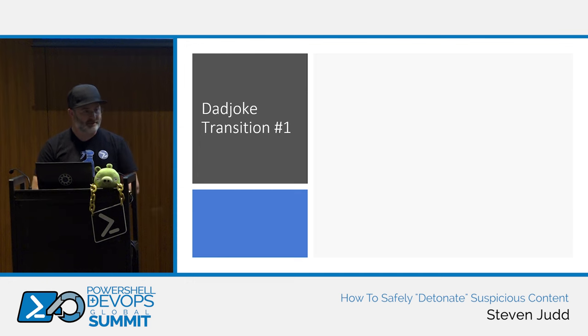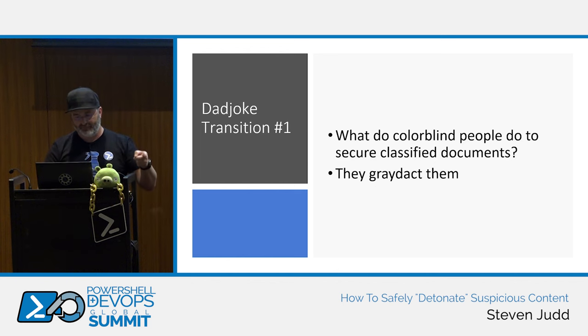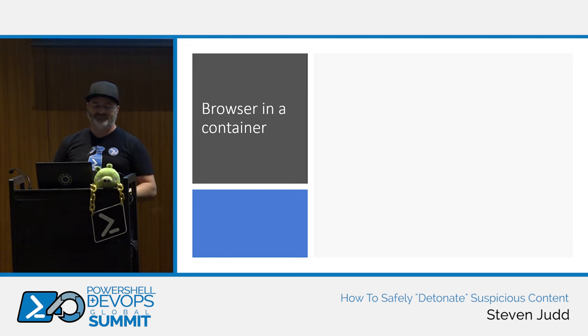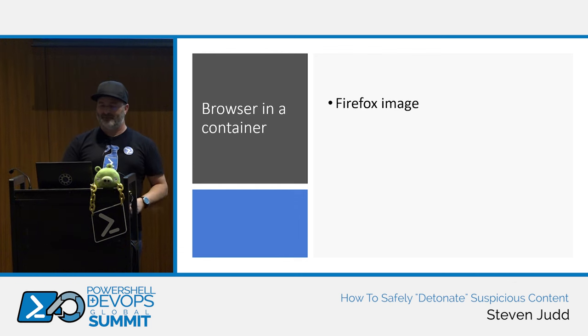But before we get to do everything, this is what you actually came for, the dad joke transition, number one. What do colorblind people do to secure classified documents? They gradact them. Because, okay, I'm not going to explain it to you. Yes, you can have every dollar back if you leave right now. The question from the audience was, do we get our money back if we leave now? Thanks, Paula.